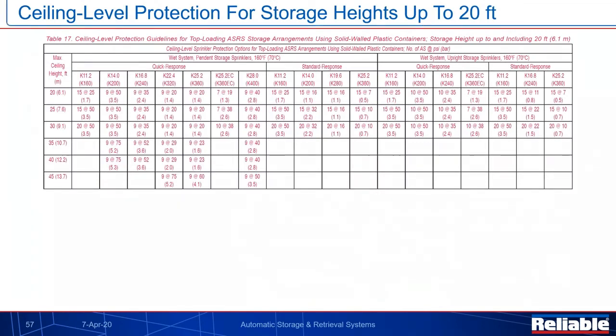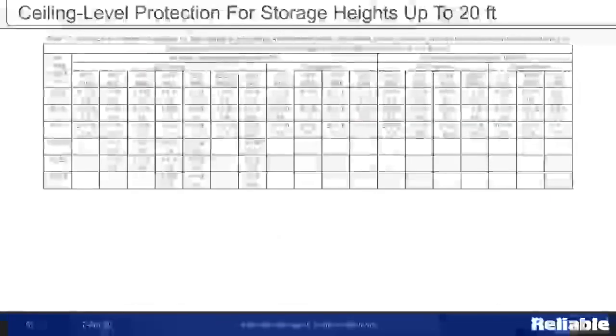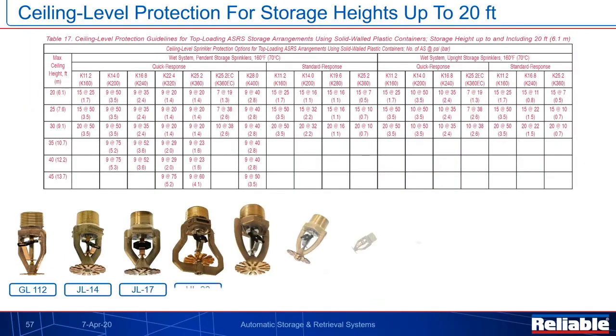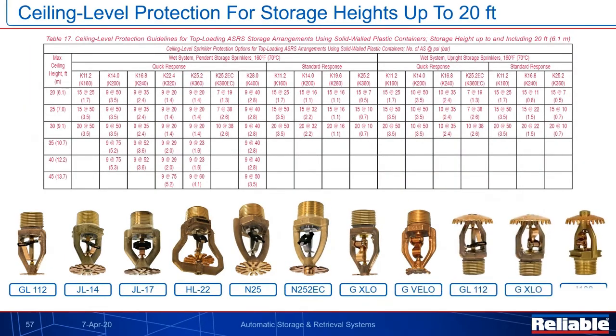With our ceiling level storage protection, we have a table that we need to look at in this document. It's Table 17. And Table 17 is going to provide maximum ceiling height and the K factor and the number of sprinklers and the PSI that's required. Fortunately, Reliable has a robust line of storage sprinkler heads that are able to be applied using this table.